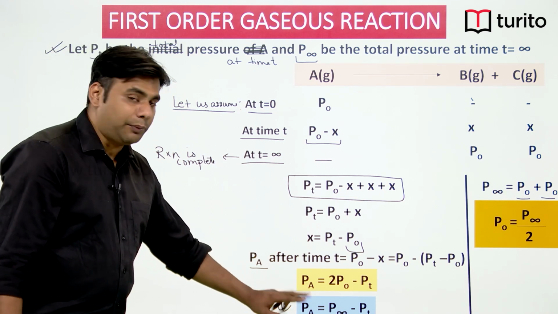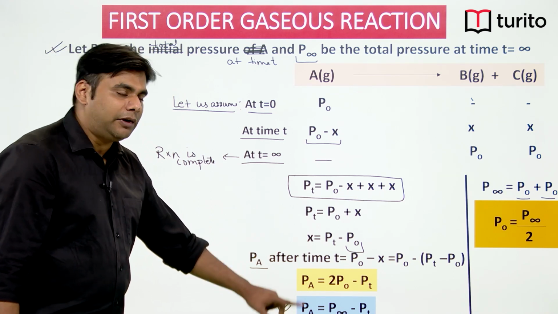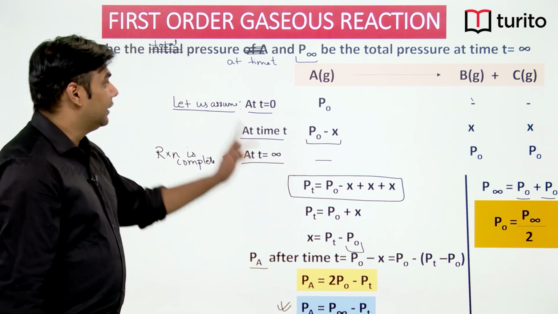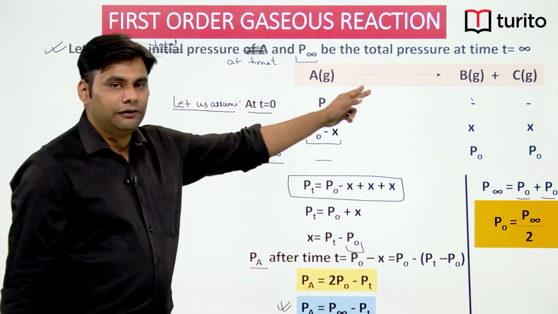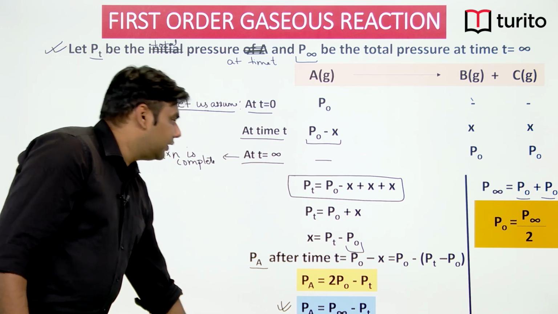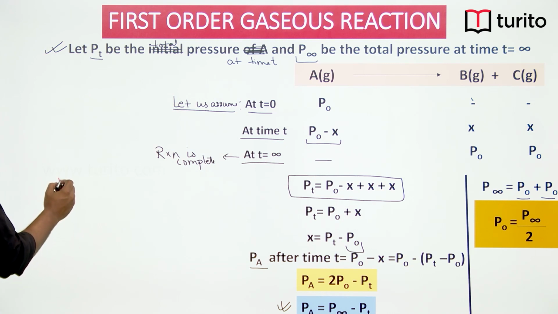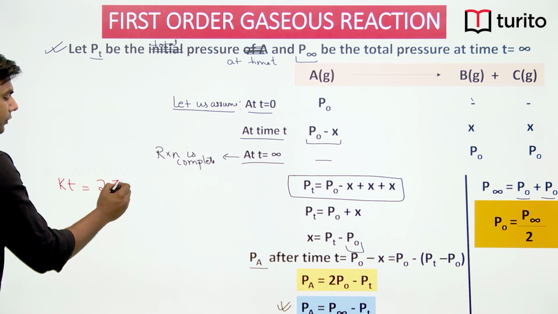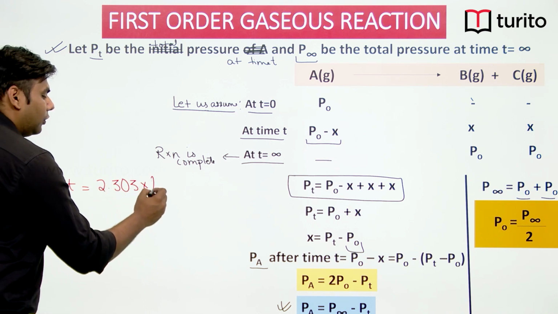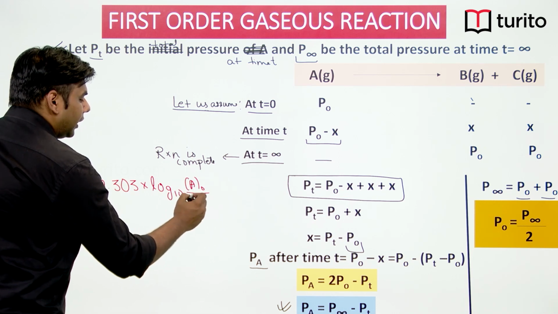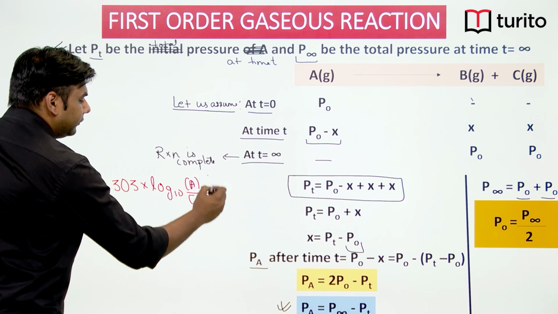Now we know that the pressure of A after time t, when the reaction has occurred, is P infinity minus PT. Now we know the value of PT as well as P infinity. Now what we need is to use the first order kinetics equation, because it is a first order reaction. So we will say that the product of rate constant into time will be equal to 2.303 into log base 10 of concentration of A naught upon concentration of A at time t.